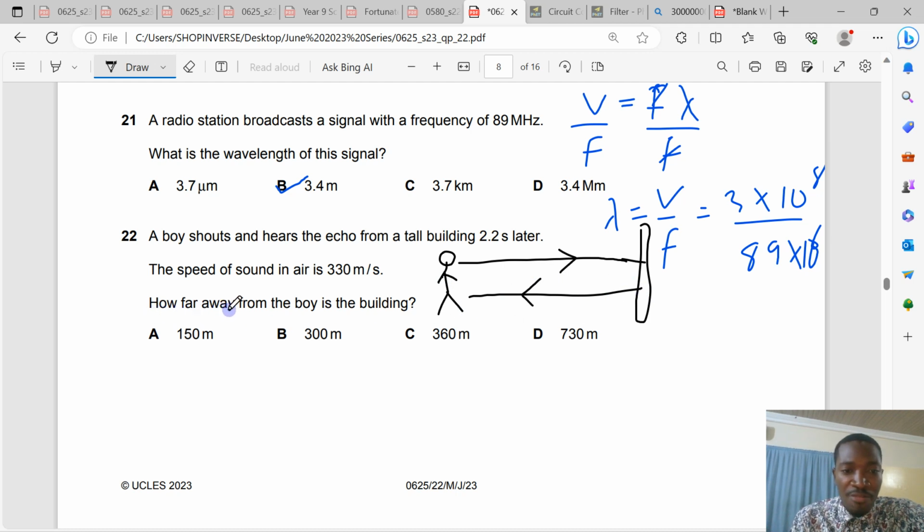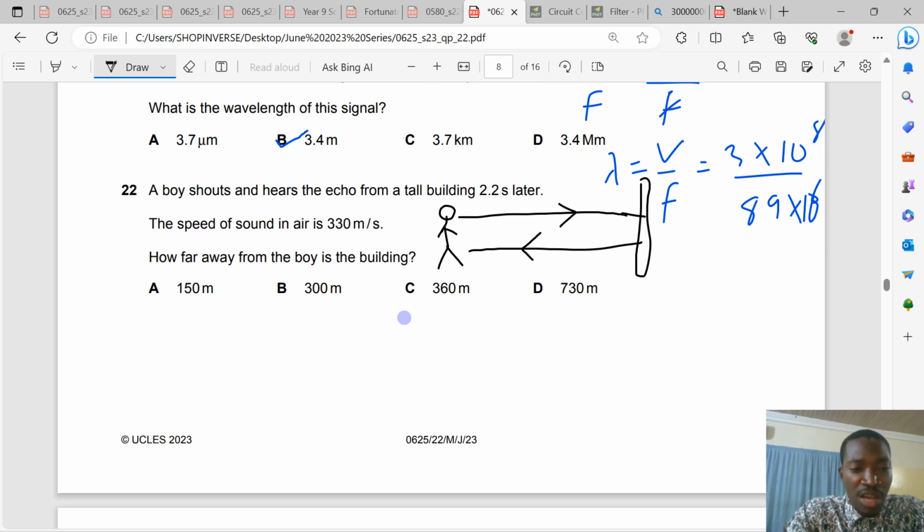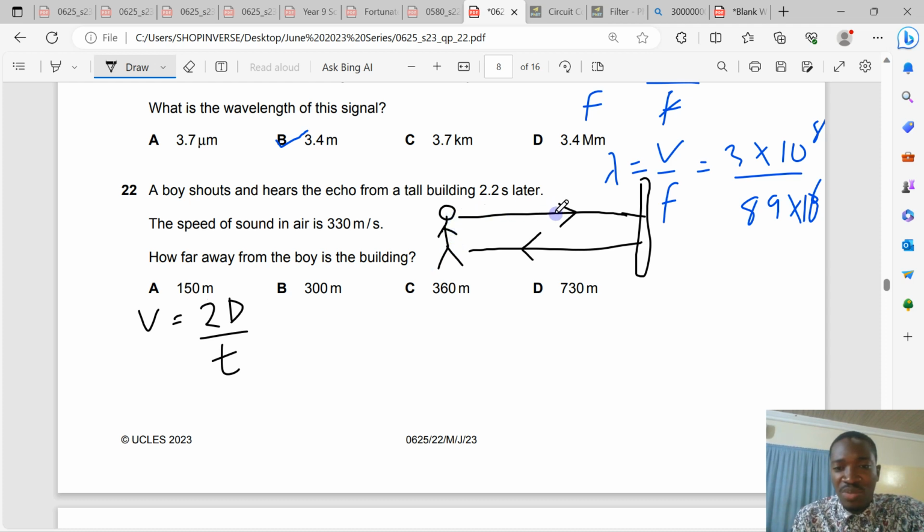When they say how far away from the boy is the building, we use the formula speed equals distance over time. Why did I write 2D as distance? Because the distance traveled by the wave is twice the normal distance between the boy and the wall. The normal distance between the boy and the wall is represented with D, and the distance traveled by the wave is 2D. 1D going, 1D coming. So this is the formula we are using.